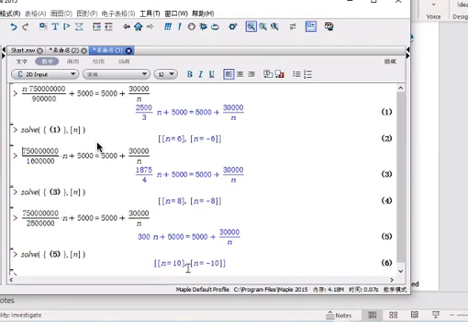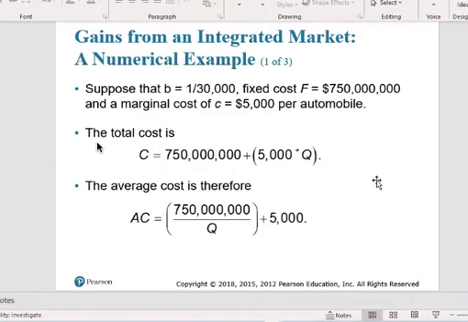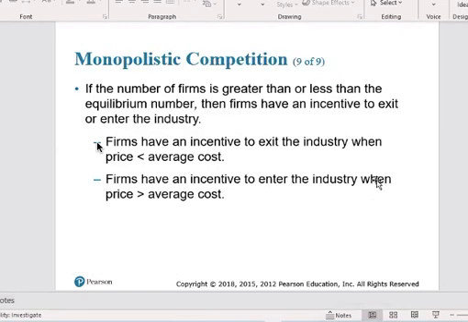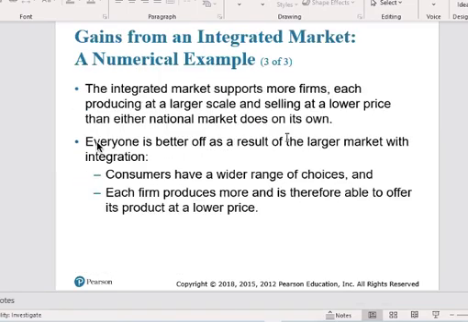Okay, and so once you know n, right, you can solve for the price. The price is simple. You can just plug in the number here. The price is here. So P equals 5,000 plus 1 over B multiplied by 6. Okay. So you get 5,000 plus 5,000 equal to 10,000, which is here for home.